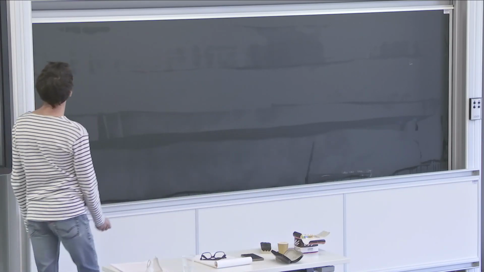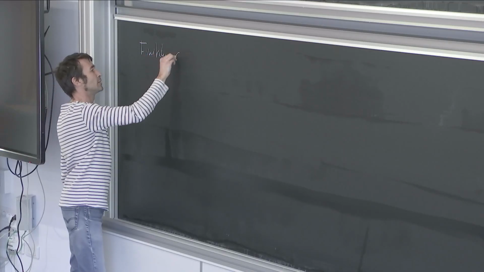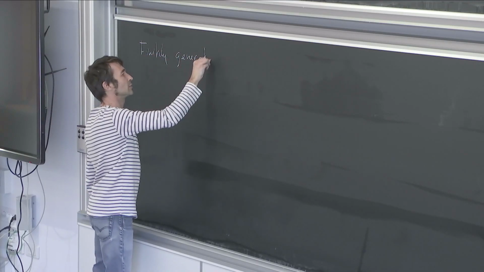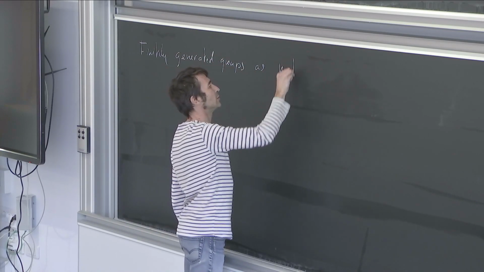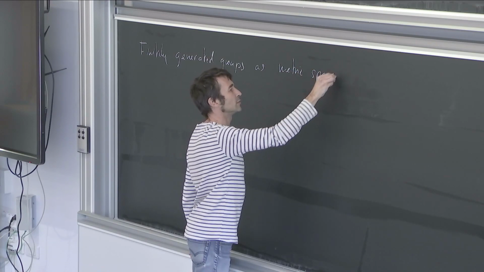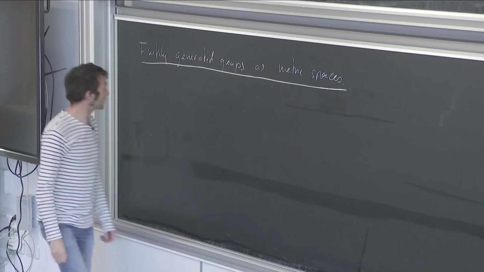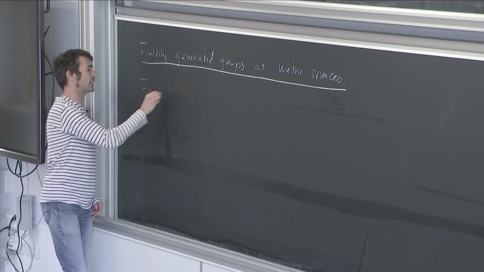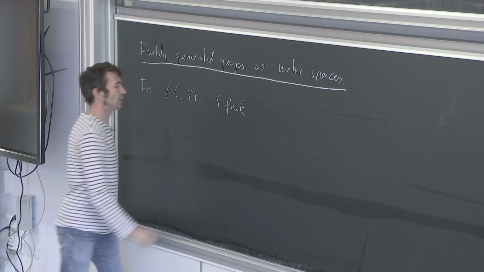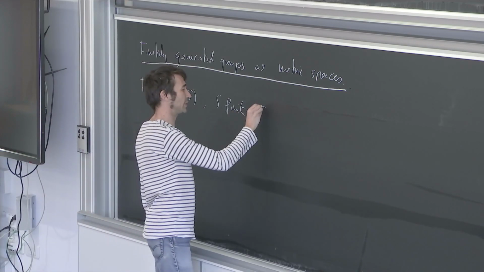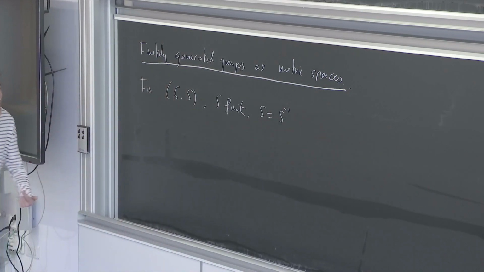Finitely generated groups as metric spaces. Okay, so for this, fix a group G and a finite generating set S. I assume that S is symmetric, meaning that each time you have an element, you also have its inverse inside.